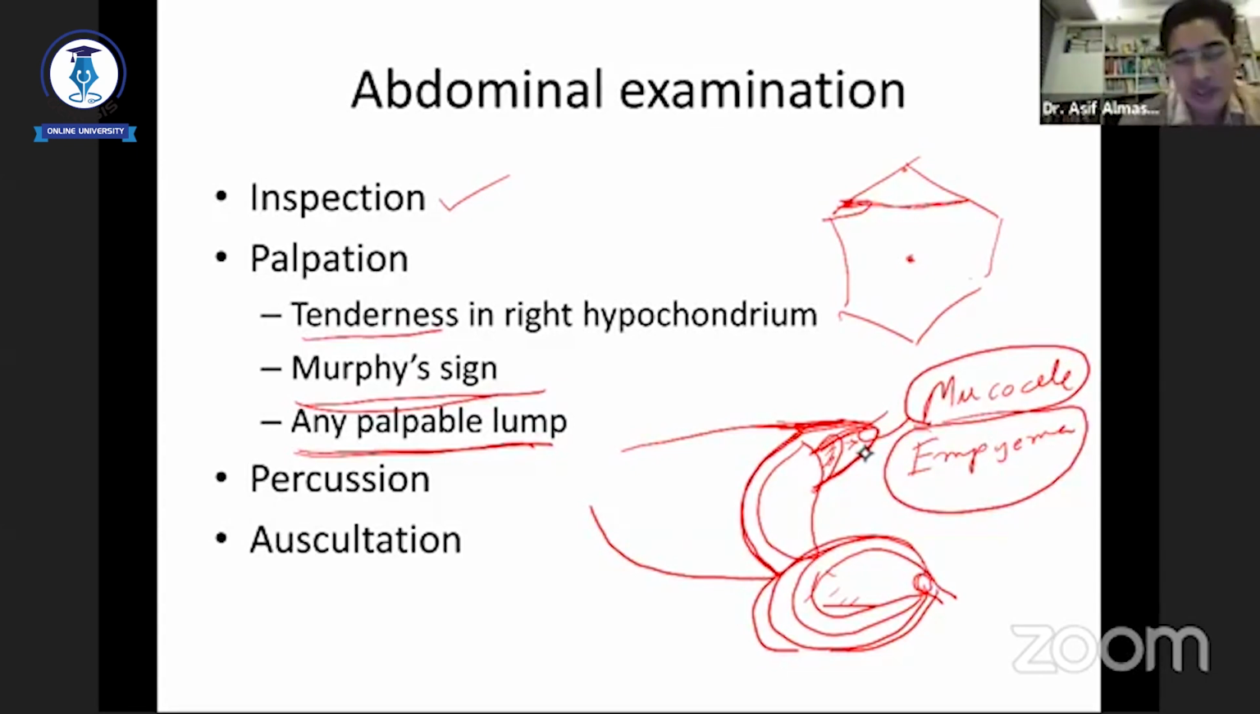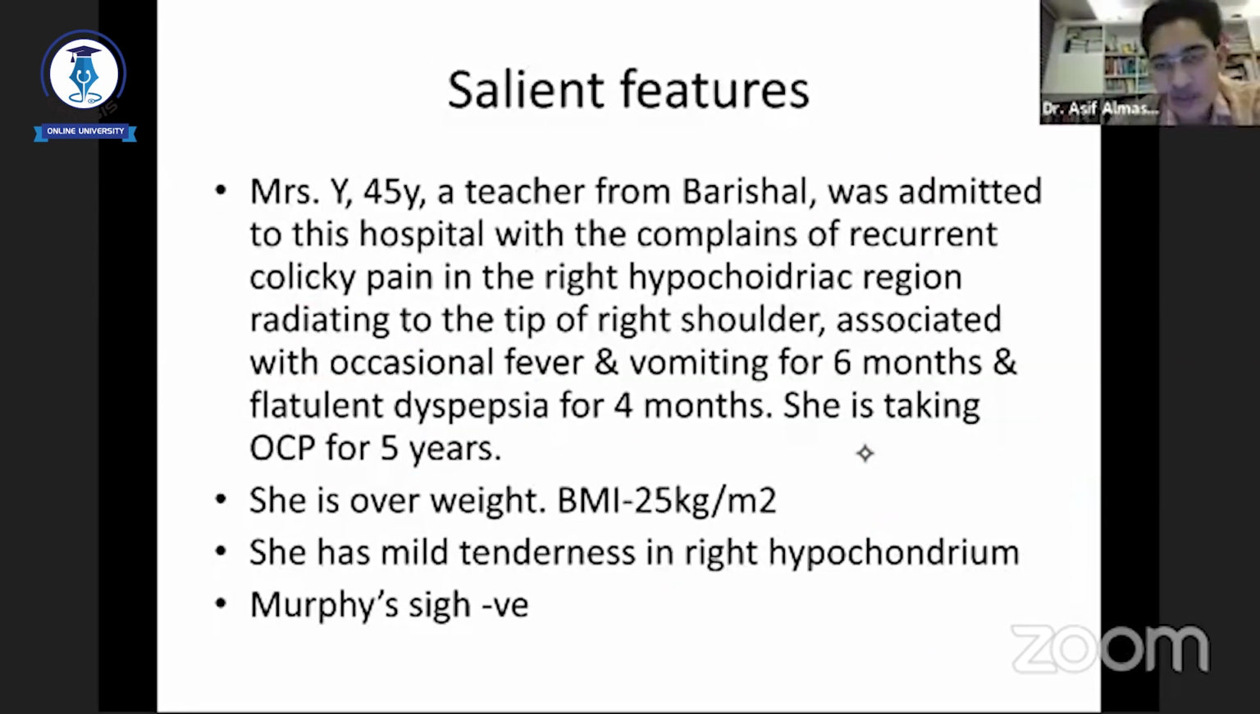Percussion, usually you don't get any important findings in percussion. Auscultation, you have to check for the bowel sounds as well. So the salient features, certainly you can write your salient features your own way, but try to make it as short as possible because long salient features are not liked by the examiners. So this is how I write the salient feature. Always remember that you can always criticize my way of writing. You can also have your own way of writing it. There are many ways of writing it.